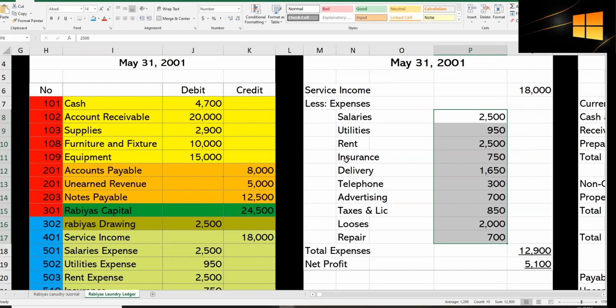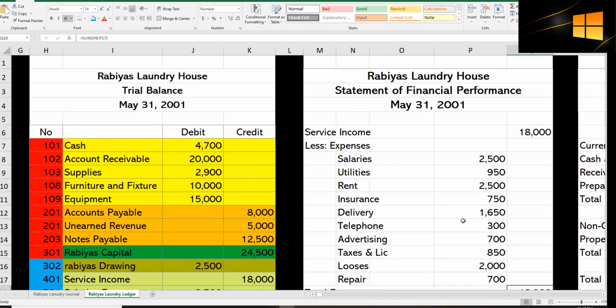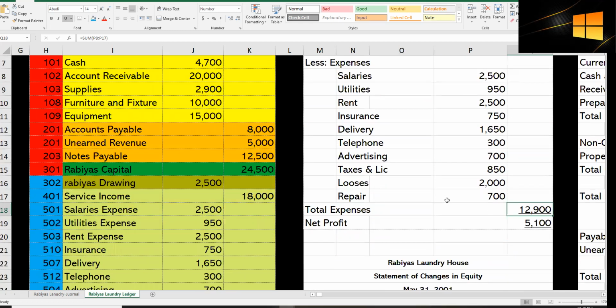Now, all expenses must be written here and then added. Whatever their balances are, add them up and put the total here. So, total expenses less your service income, 5,100 is the excess. That is your net profit before tax, okay? Very easy and very simple how to prepare your financial report. Remember these things. First, get the service income, then deduct all the expenses and presto, you will get your net income. Okay? So that is our formula.